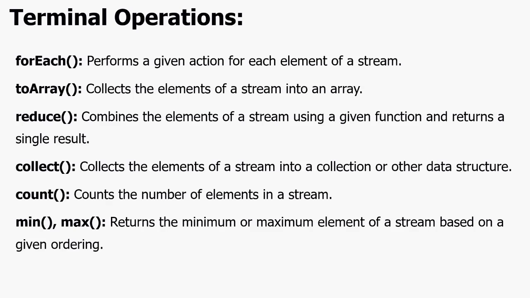forEach performs a given action on every element of that particular stream. toArray collects the elements of a stream into an array. And reduce will combine the elements of a stream using a given function and returns a single result. It is trying to reduce the value. And collect collects the elements of a stream into a collection or other data structure, something similar to an array. And count is going to give the total number of elements in the stream. Min and max will return the minimum element and maximum element of the stream.